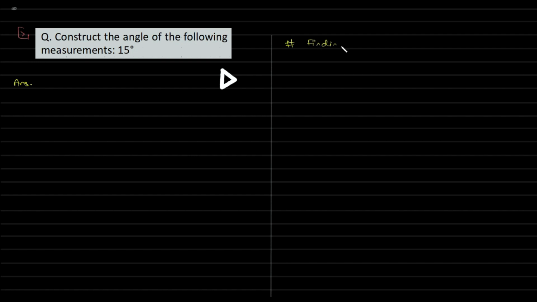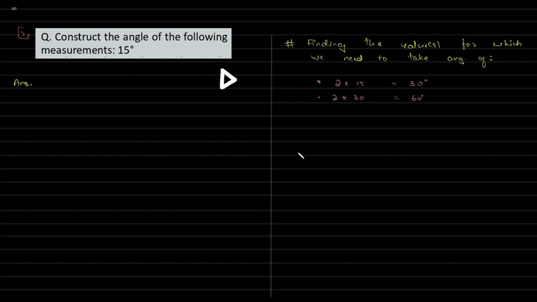So finding the value or values for which we need to take the average of. So first thing is, let's double 15. This will give us 30. Then let's double 30. This will give us 60.